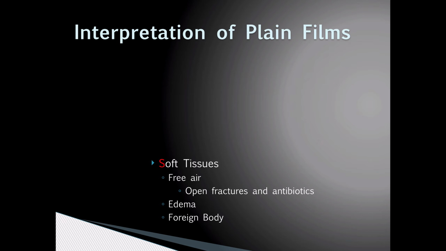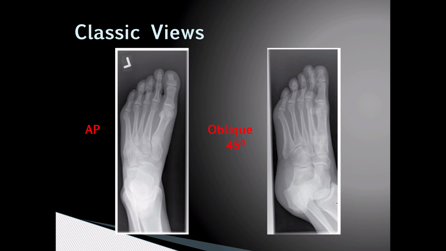S stands for soft tissues. In this section, you want to assess for any free air, considering that the foot is made up of many joints, and free air may indicate an open fracture. And in this case, the patient may require tetanus, antibiotics, as well as possible consultation. You should also evaluate for any edema, which may lead you to an underlying cortical irregularity. And lastly, you should look for any foreign bodies. Okay, so let's start with A for adequacy.